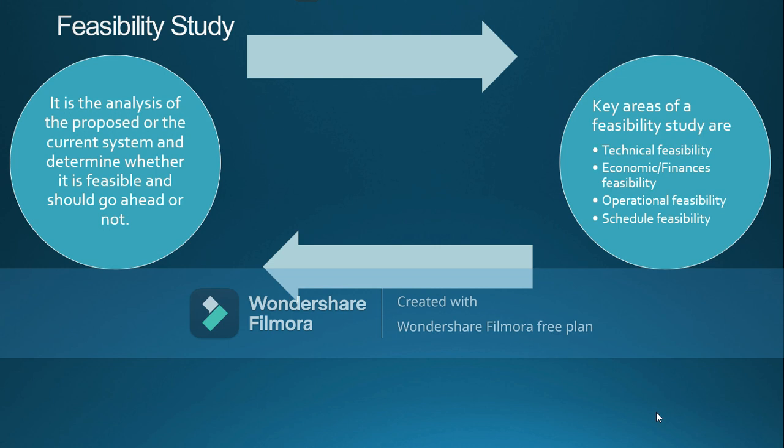Whatever we have discussed till now, or whatever is supposed to be done in a project, everything comes only when it's finalized that it can be done, then we proceed with it. Or it's something that you cannot do, or you try to find out a way that you can do it. So we have the key areas of feasibility study.